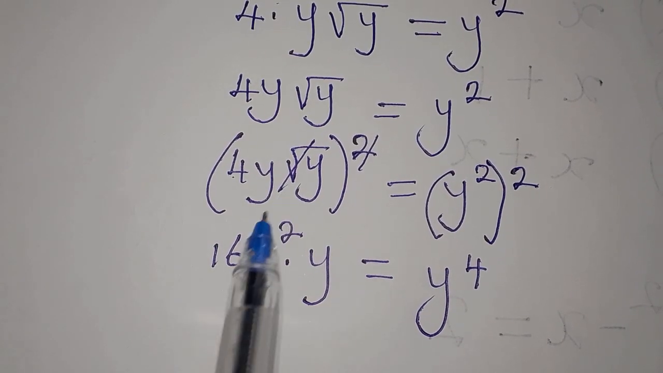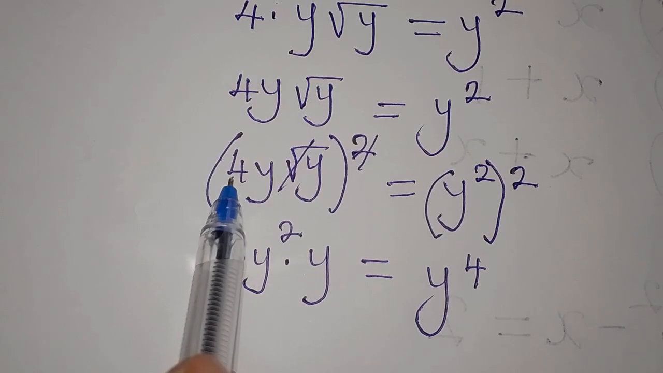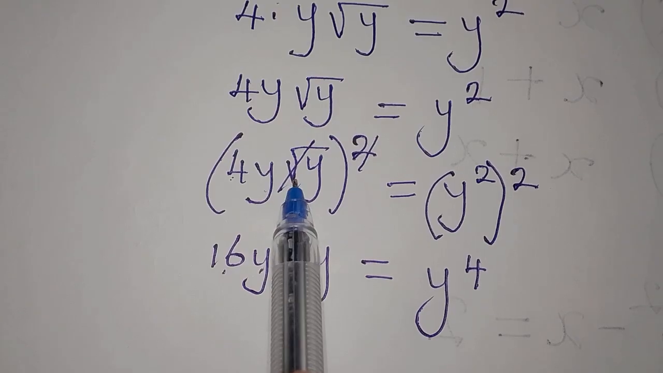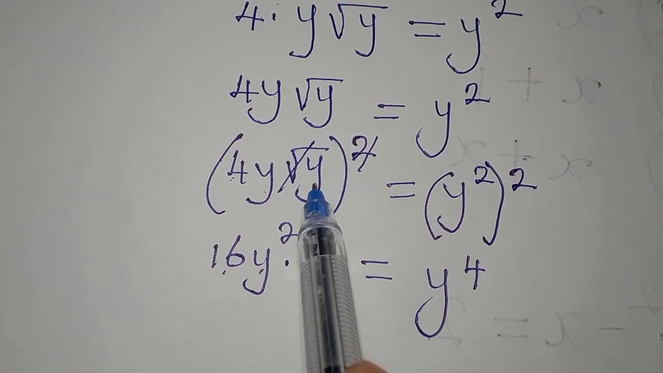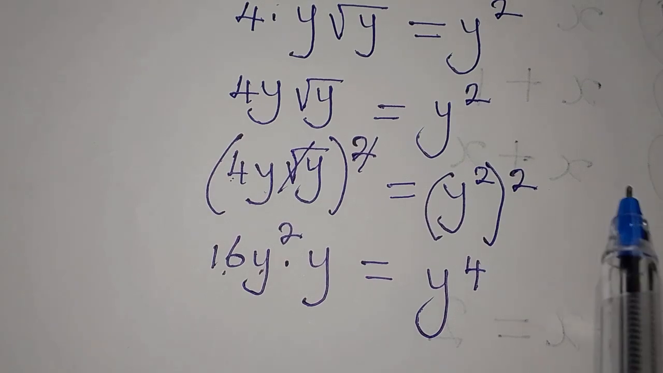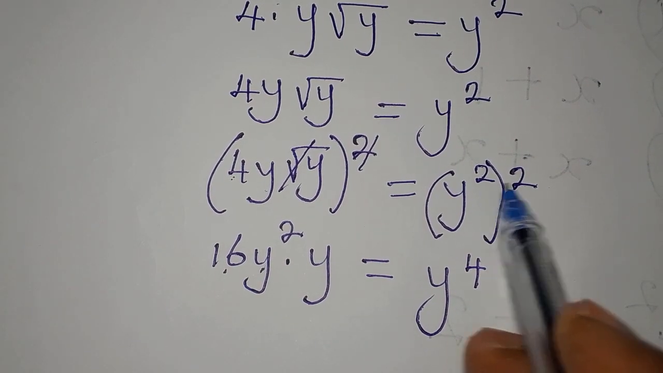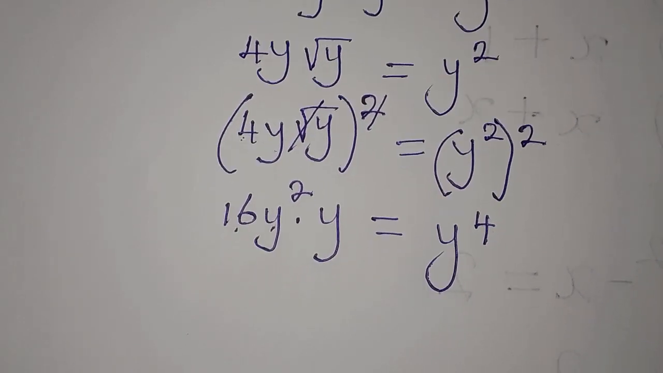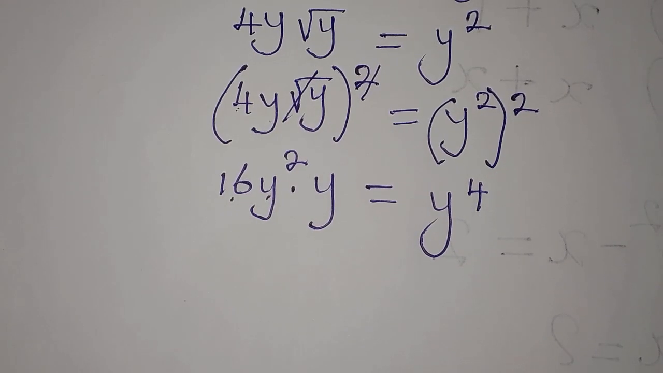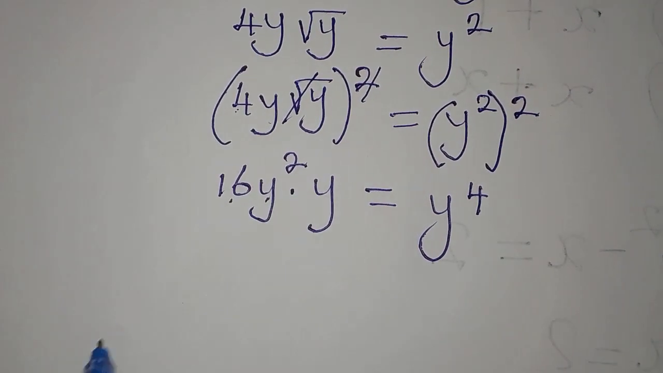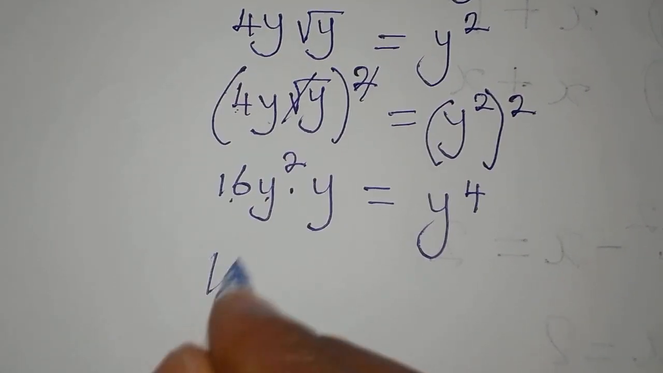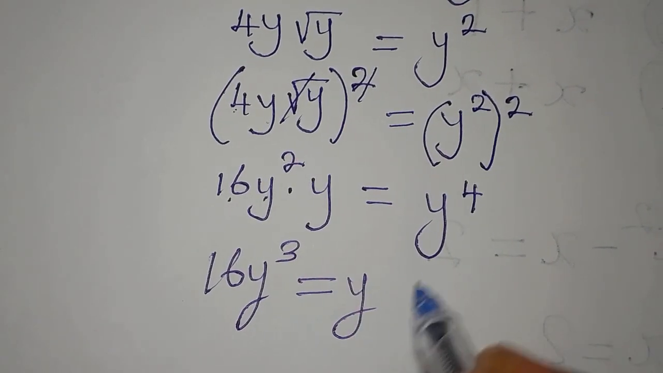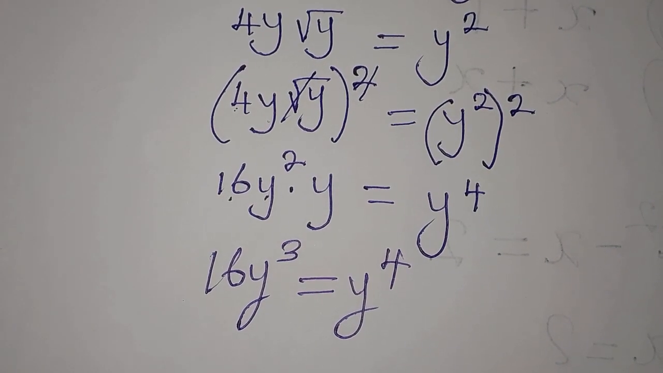Now from here, in case you don't understand, this is what I did. 4 squared is 16, y squared is coming down here, then square root of y squared will give just y. So this is equal to y squared times y squared, and that's y to the power of 4. Now what again should I do? Multiply these two, right? So if I multiply this, we're going to have 16y cubed to be equal to y to the power of 4.